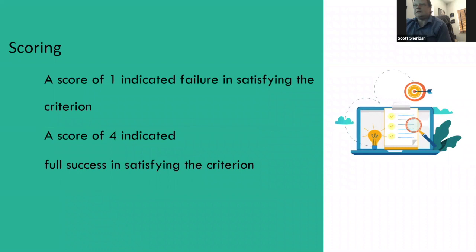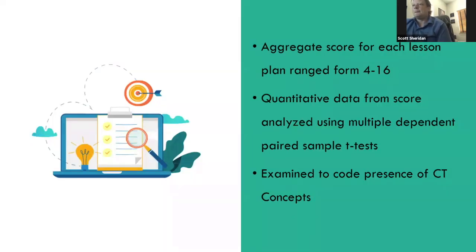Each of the 4 criteria received a score from 1 to 4. A score of 1 indicated a complete failure in satisfying the criteria, and a score of 4 indicated full success in satisfying the criteria. The results were an aggregate score for each lesson plan that ranged from 4 through 16. I scored each lesson plan 3 times to ensure internal consistency and accuracy with the scoring.